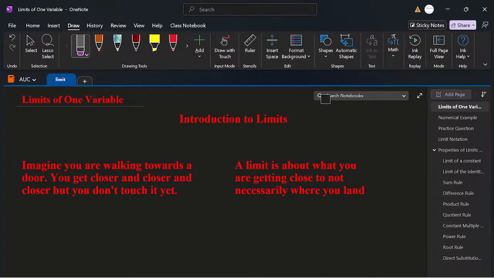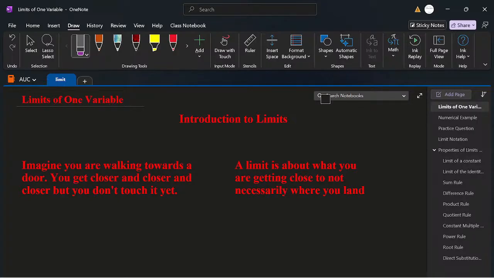Hello everyone, you're welcome to this tutorial. In this class, we'll be discussing limits of one variable as well as some properties of some functions. So in the next class, we're going to dive into it properly.